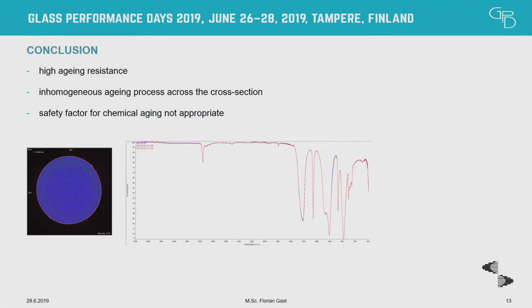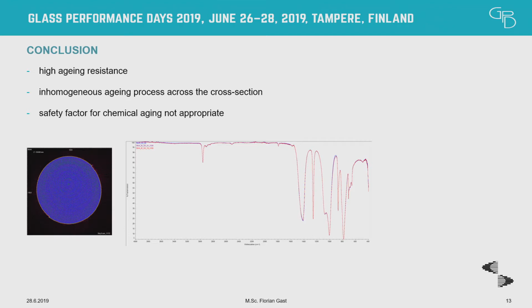But I've seen changes with the samples aged in high concentrated solutions. So comparing these methods, they fitted very well, which is very nice. And as a conclusion, I can say the aging resistance was very high of my material, higher than expected. It seems that the chemical aging doesn't really destroy parts of my material.